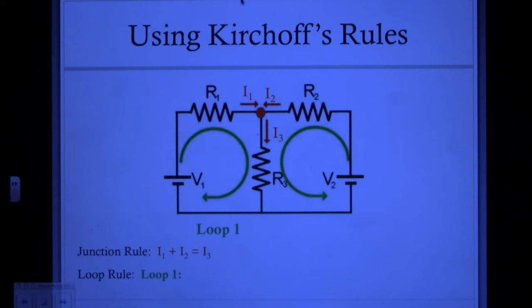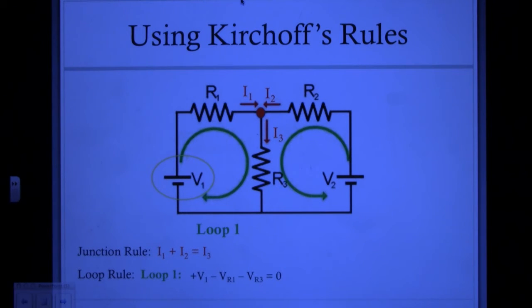Because we are analyzing loop 1 in a clockwise fashion, I will begin with the battery. You can select any starting point. The battery is given a voltage V1, and because we are moving from the negative terminal to the positive terminal of the battery, we will call this voltage positive V1.